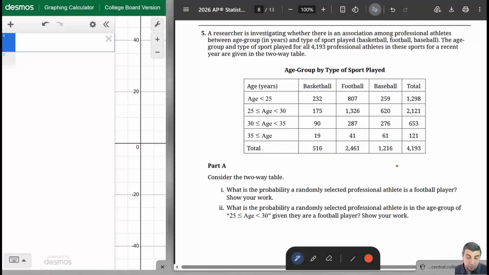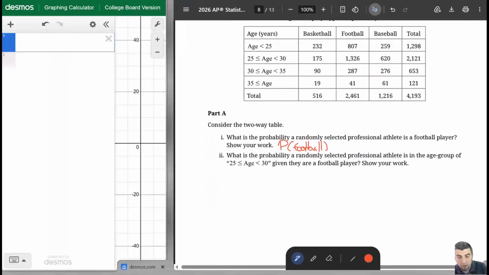Number 5, here we have a two-way table of age group by type of sport played, with the age ranges as well as the type of sport. Part A, consider the two-way table. What is the probability a randomly selected professional athlete is a football player? Show your work. So we just want the probability of a football player. That's going to be the total amount of football players divided by the total in the table. And you could dump that into Desmos and get 0.587.